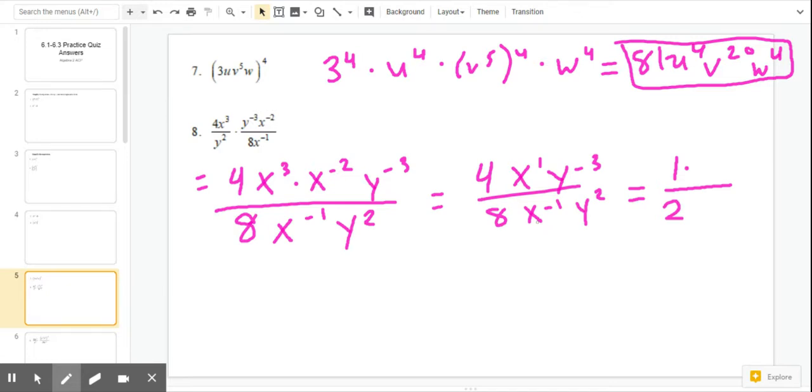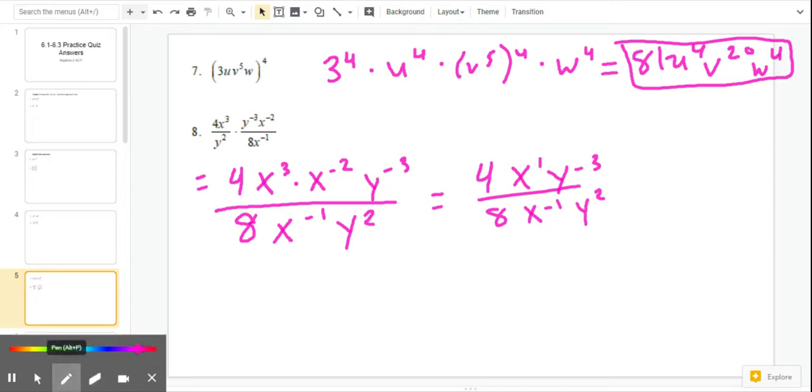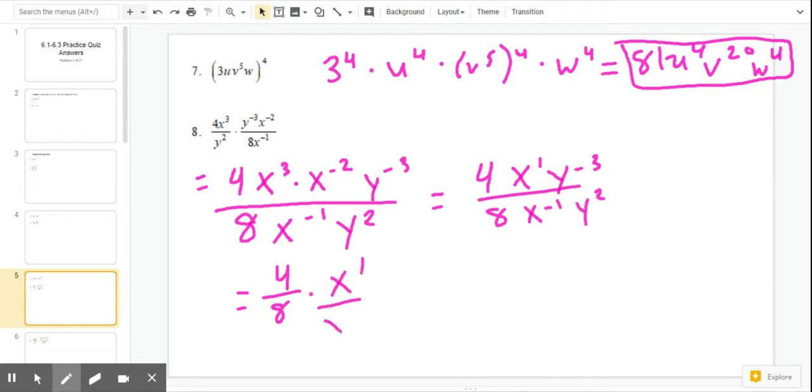So what I'm going to want to do is, let's erase this. I'm going to do this as 3 separate fractions. So to make this super clear, I'll write it as 3 different fractions. So 4 over 8 times x to the first over x to the negative first times y to the negative third over y squared. That's the exact same thing as this. So just to make it super clear what I'm doing here. So now I'm going to simplify these fractions.